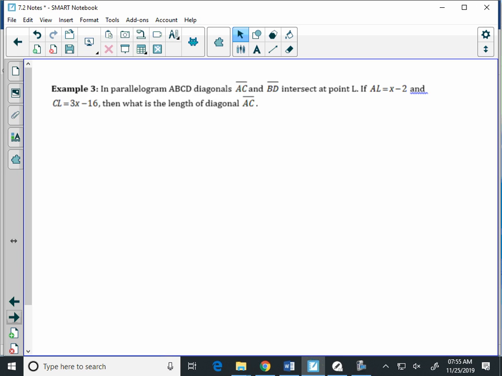What do you have in example 4 that you don't have in example 3? Yeah, we don't have a picture, right? There's no picture. They just gave us all this information, but we don't know what the parallelogram looks like. So what do you think we need to do? Draw it.